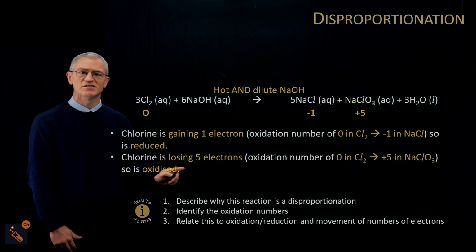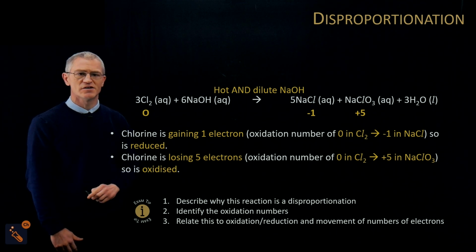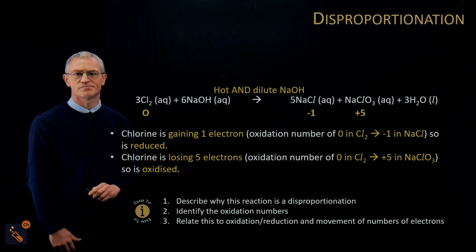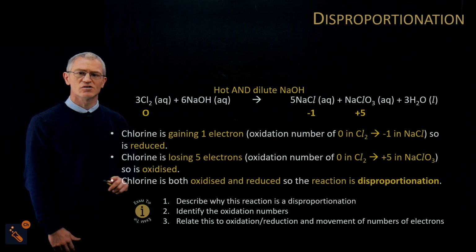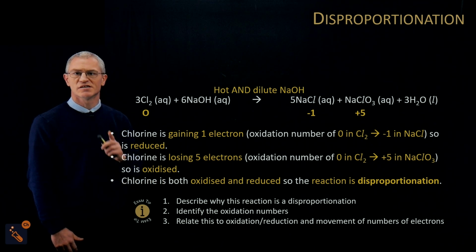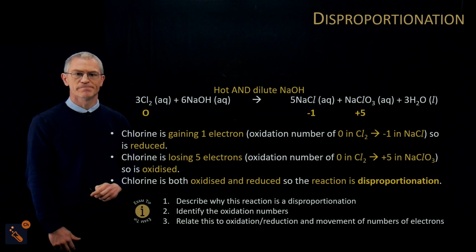Then we go, chlorine is losing 5 electrons. The oxidation number is going from 0 to +5 in sodium chlorate, and so is oxidized. Now, chlorine is both oxidized and reduced, so the reaction is disproportionation. So that's a full answer, which will get all your marks in the exam.